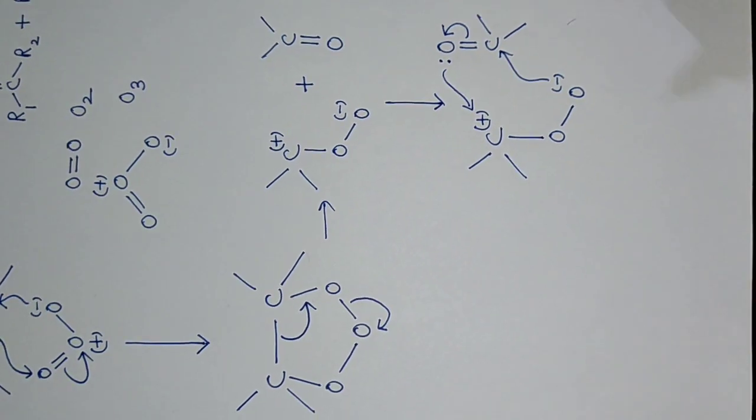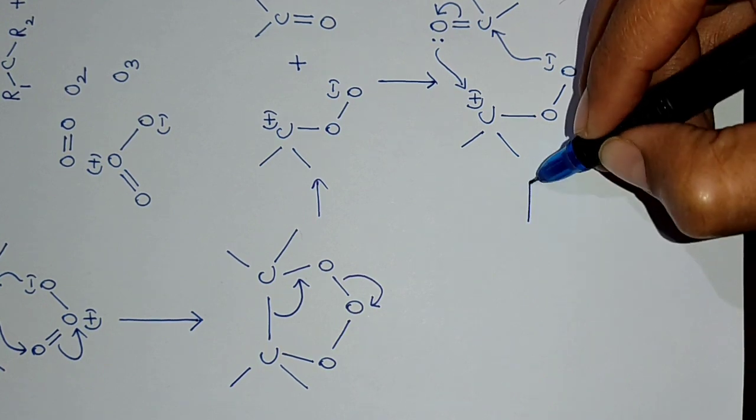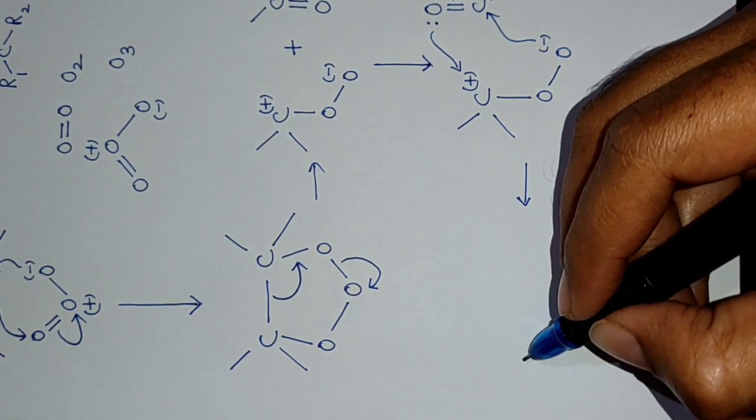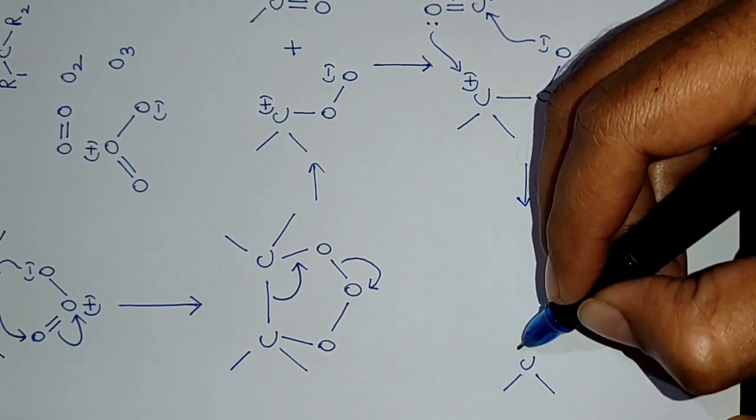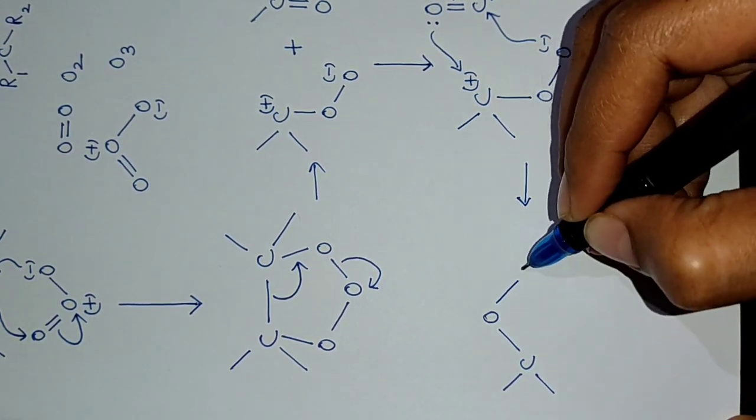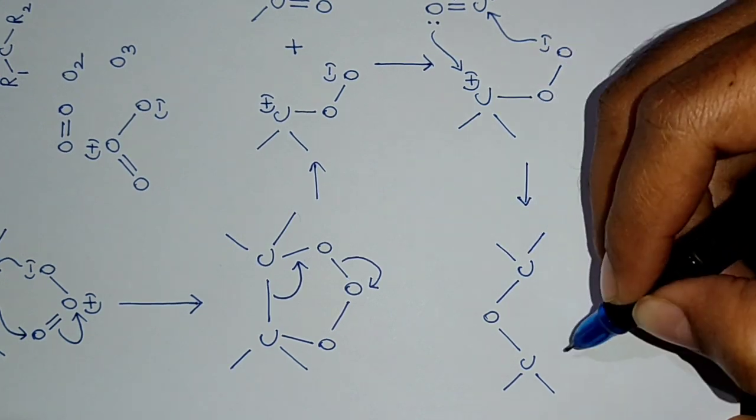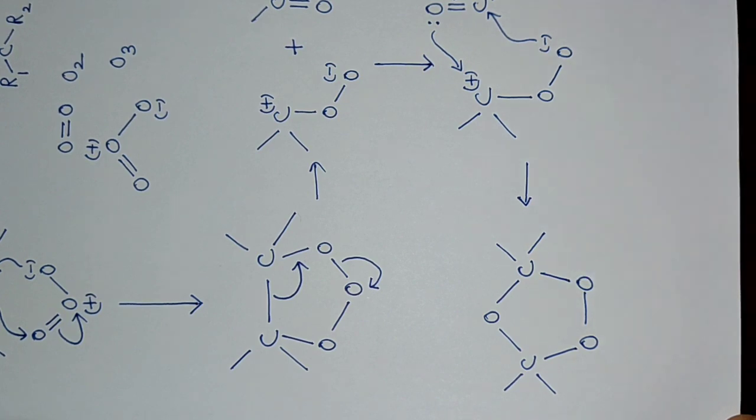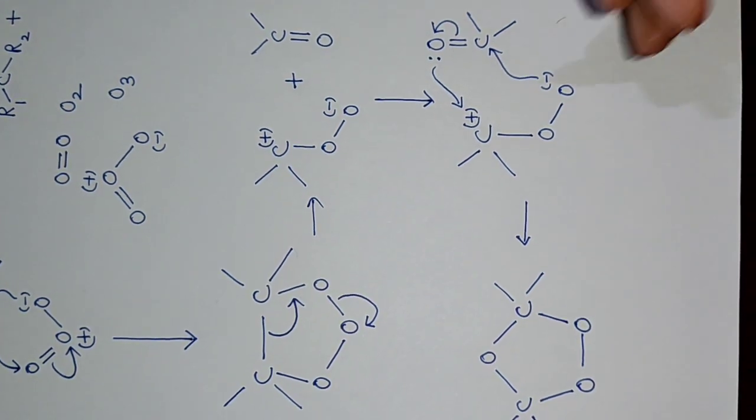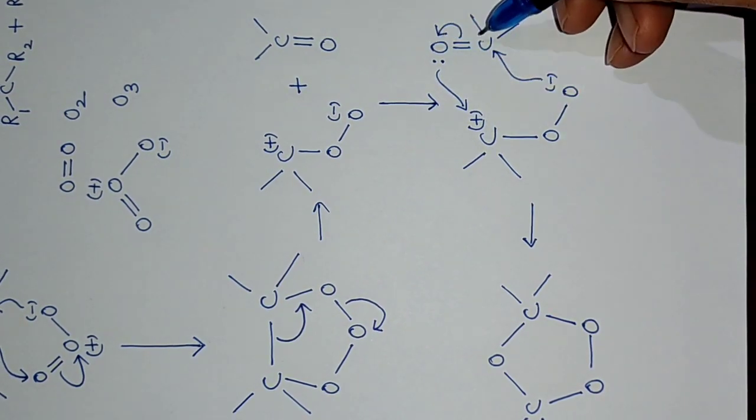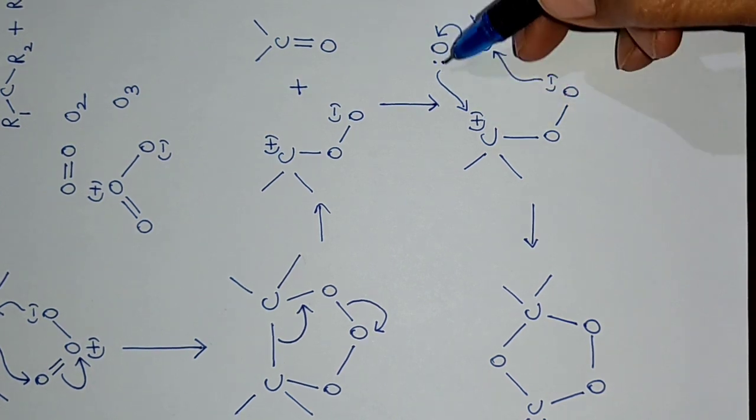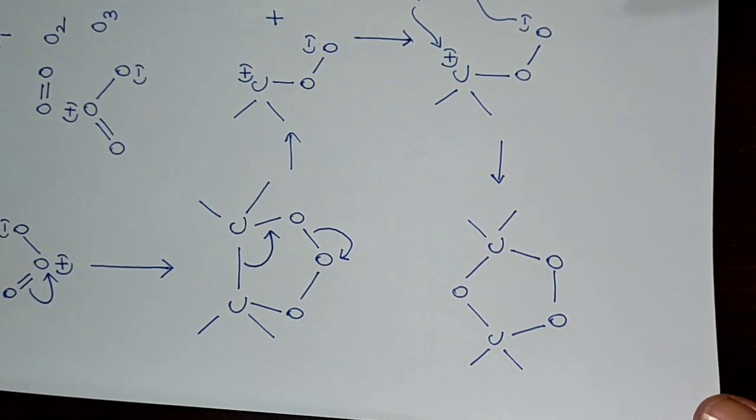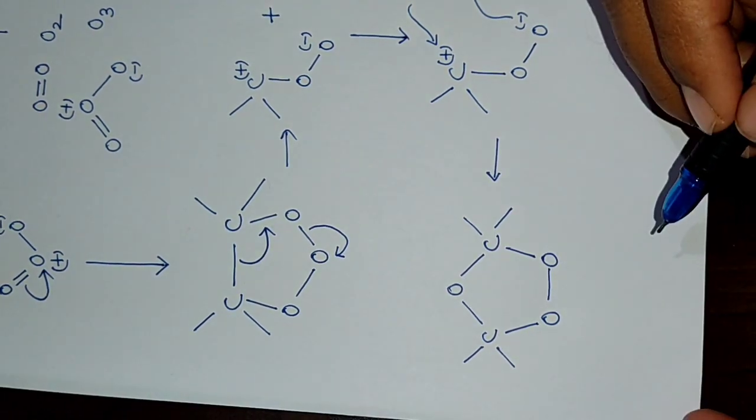So this reaction path will give us the alkene ozonide. The C-O-O pi bond will open up, a sigma bond will form, and we have a peroxo bond here. So we get alkene ozonide.